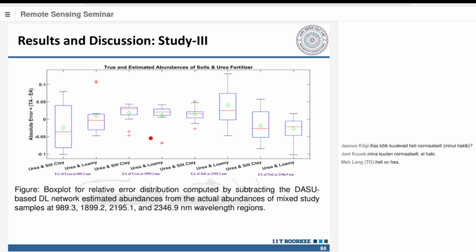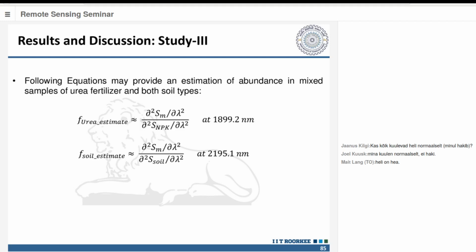Based on the box plot results, I have also evaluated the relative error, and in the box plot also we have found that these two wavelengths are suitable for the mixed pixel analysis of the urea and the soil sample. So based on our results, this wavelength region is for the identification of the urea, and this is for the identification of the soil, and they are found suitable for mixed pixel analysis.